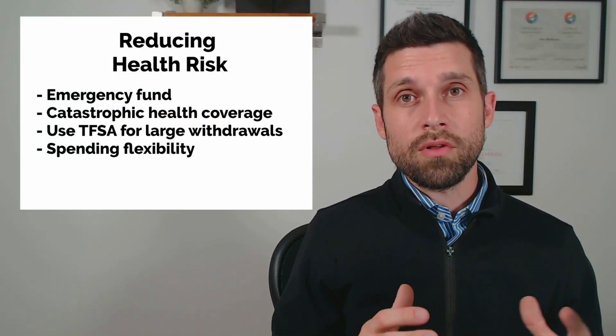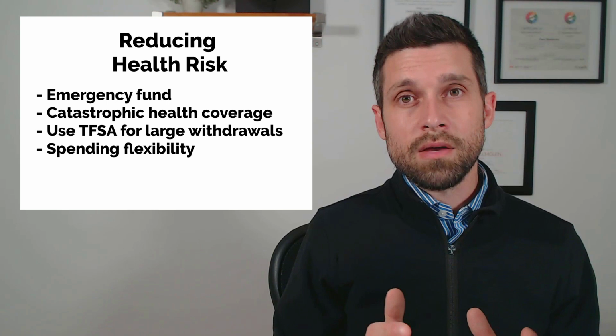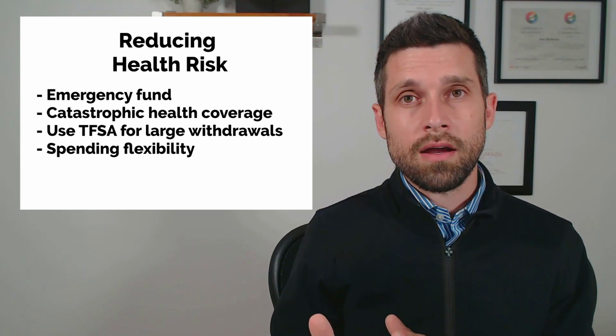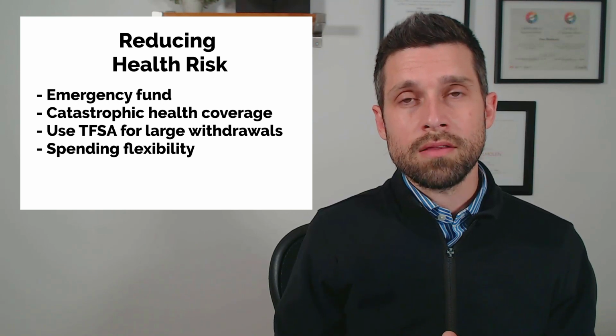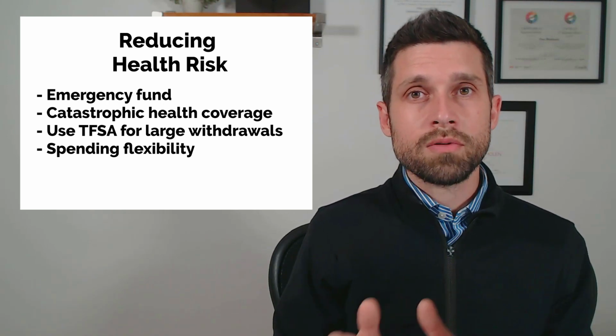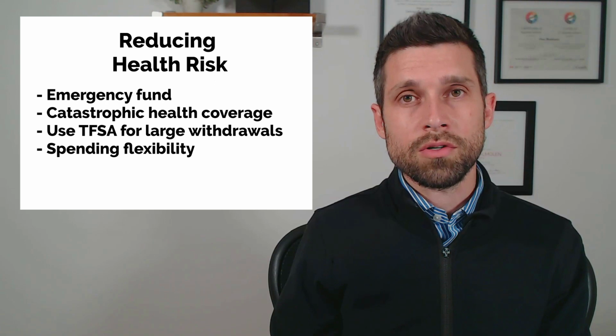And one is to have a fully funded emergency fund. The second one is to think about catastrophic healthcare coverage. This type of coverage is fairly inexpensive, $20 to $30 a month. It has a high deductible, but it helps cover you for very large healthcare emergencies.